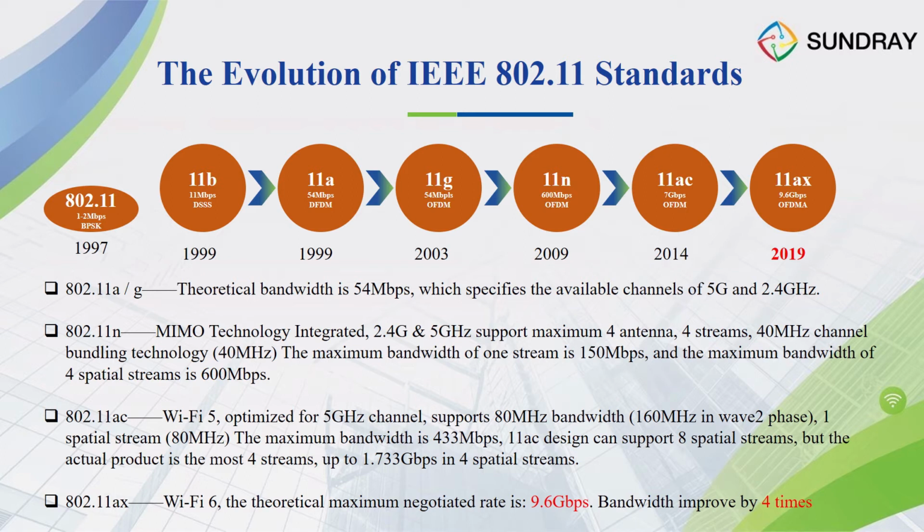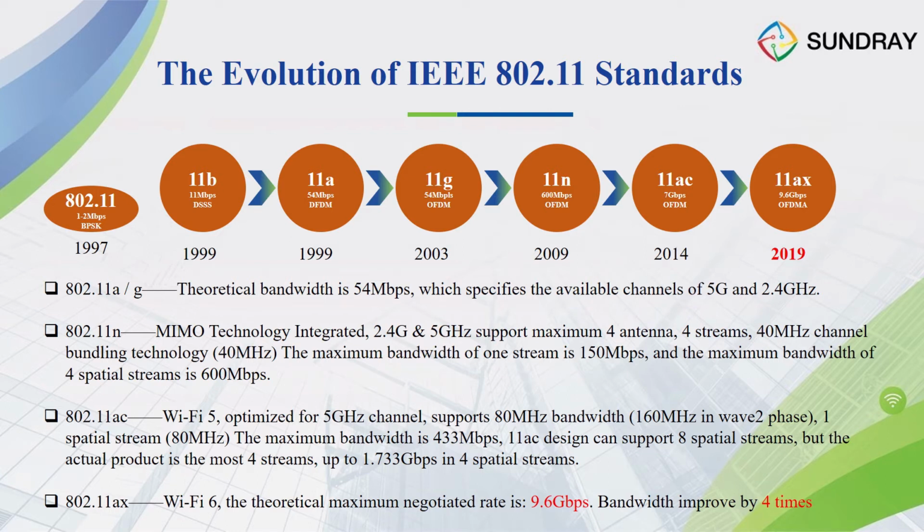So we started from 11b. From 11b, its speed can be 11 Mbps, and the modulation we use is DSSS. After that, we go to 11a. You can see why we put 11b first and 11a second, because 11a's speed is faster than 11b. So 11a, we can call it Wi-Fi 2, if we really want to give a name.